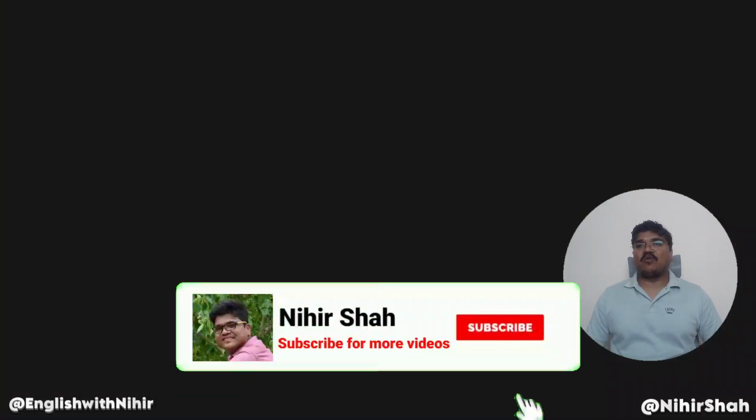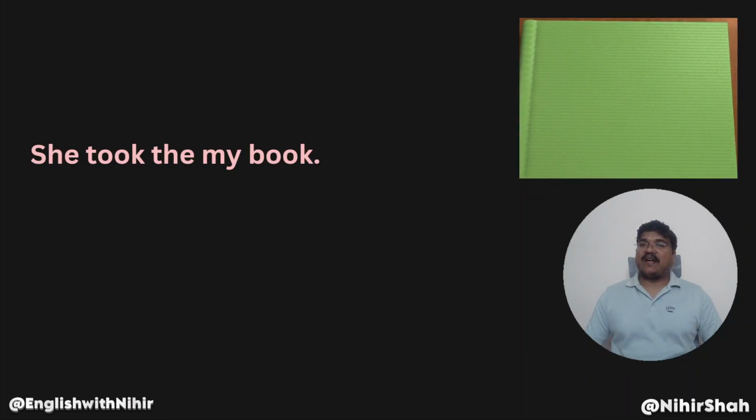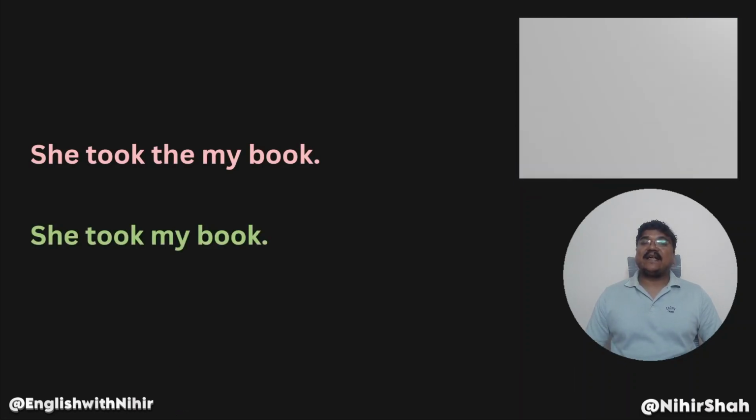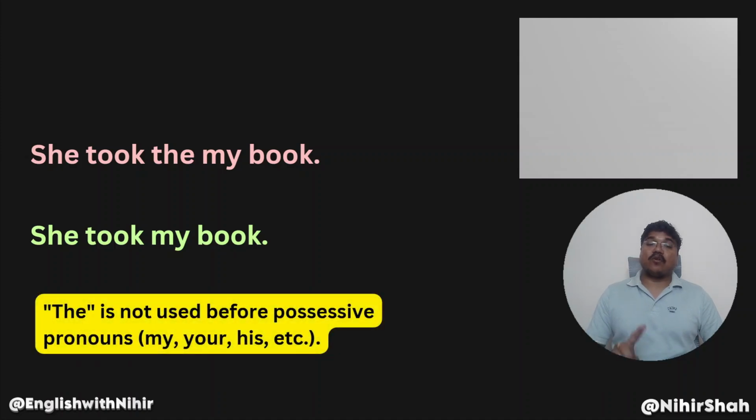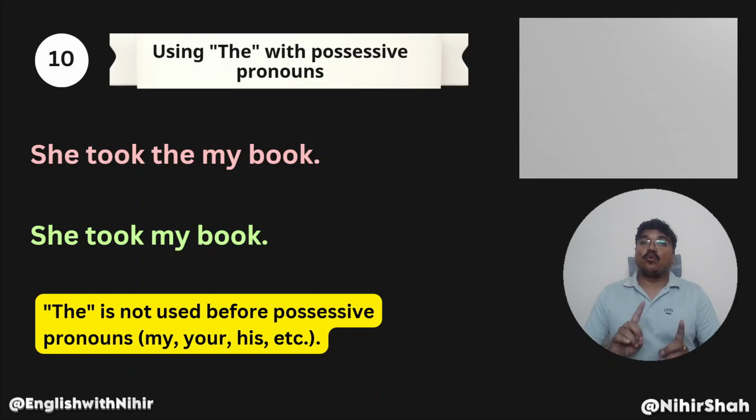Let's move on to the next mistake. She took the my book. Can you find the mistake here? The correct answer is she took my book. Why? Because the is not used before possessive pronouns like my, your, his, etc. To know more about possessive pronouns, I have already created a video. Links for that are in the description. You can check it out. So this is mistake number 10: using the with possessive pronouns. So we don't have to make this mistake.